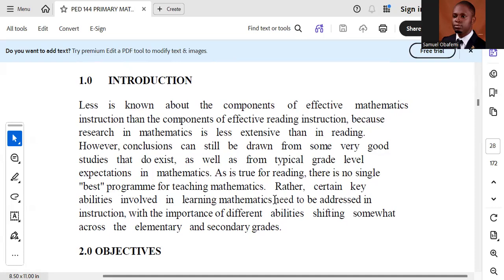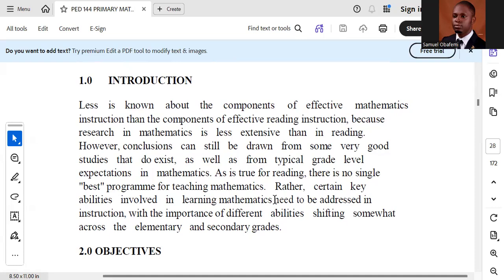So the unit focuses on four major areas. One is effective mathematics, starting from kindergarten to primary 4. The other one is teaching from primary 5 upward, that is primary 5 to GS1, GS2, GS3. Then the concrete representational abstract sequence and the use of concrete manipulatives. This is one of the best units we've been doing so far.